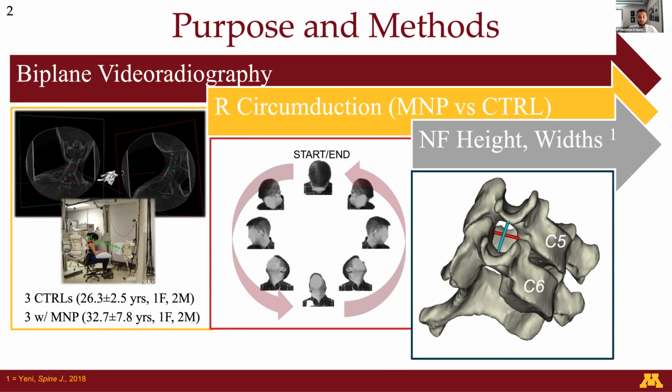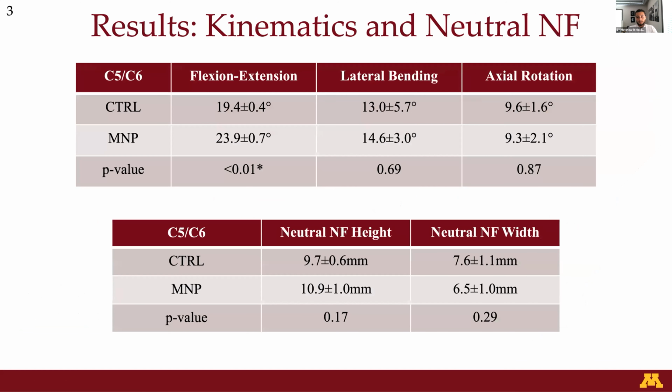The neuroforaminal height was the distance between the most superior point of the inferior pedicle on C5 and the most inferior point of the superior pedicle on C6. Likewise, the neuroforaminal width was the distance between the anterolateral inferior notch and the posterolateral superior notch. We then compared the neuroforaminal height and width changes between those with chronic mechanical neck pain and the healthy cohort during a multi-axial circumduction task.